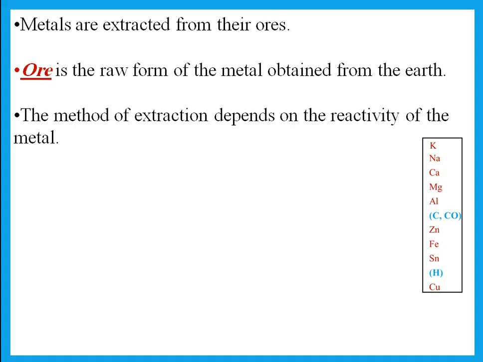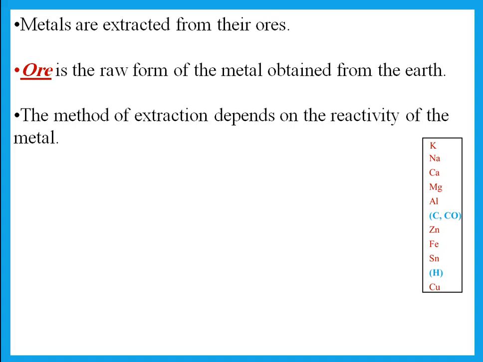For example, we can use carbon to reduce zinc oxide. Carbon will react with zinc oxide because carbon is more reactive than zinc. Carbon will react with iron oxide because it is more reactive than iron. It can react with tin oxide if needed.